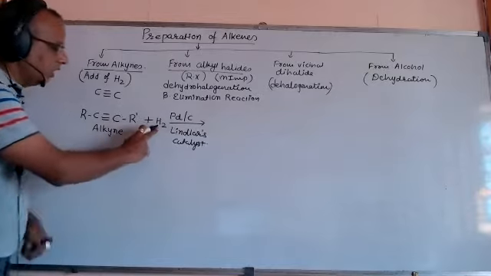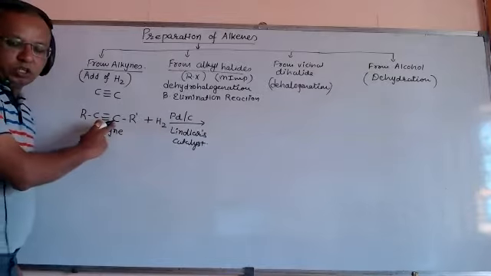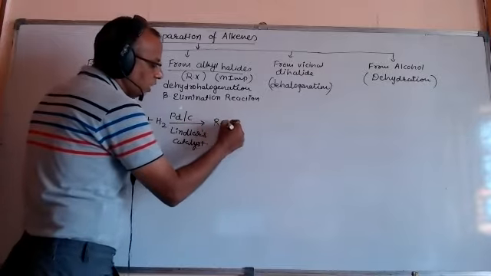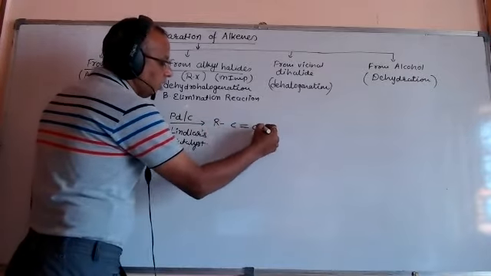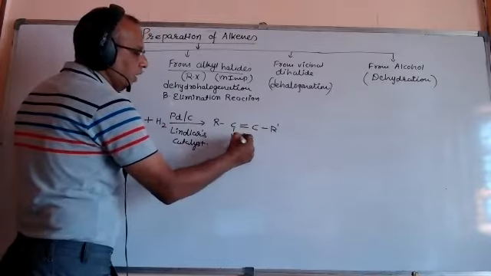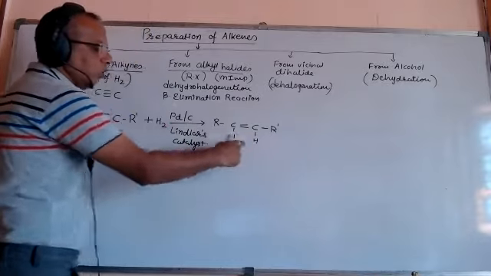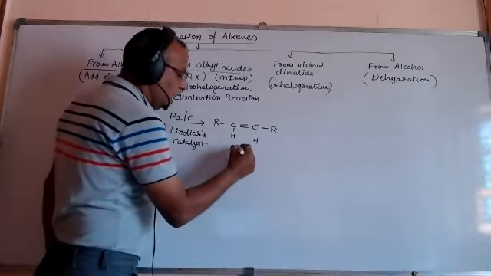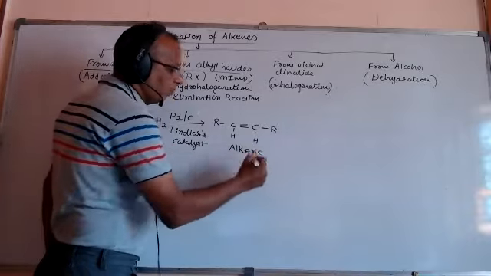Two hydrogen atoms are here. One hydrogen to each carbon will be added. This is R, C, and the triple bond will be converted into a double bond, with one hydrogen and one hydrogen. These two hydrogens are added here. And friends, this is the alkene we obtain.